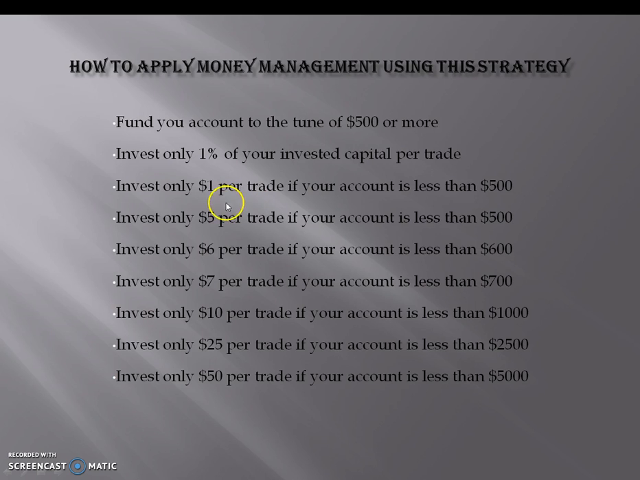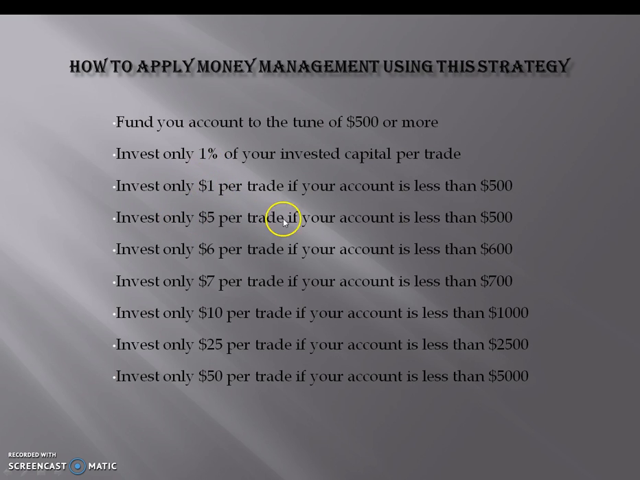All right. Now, we will be investing only 1% of our invested capital per trade. That's why I do recommend $500 or more. If you invest less than $500, we have a fixed amount to be invested per trade. But usually, we're going to be investing 1% of our capital per trade. Now, if your account balance is less than $500, I will recommend you invest just $1 per trade.